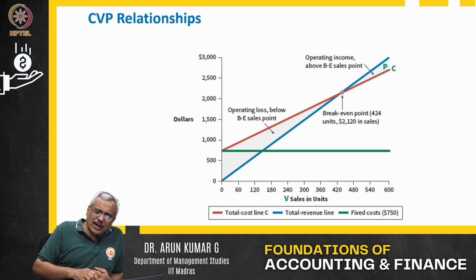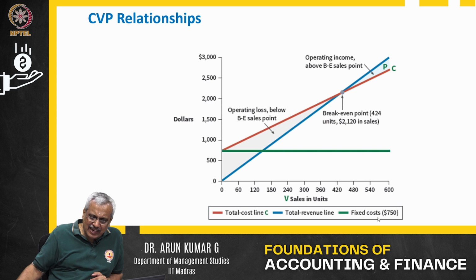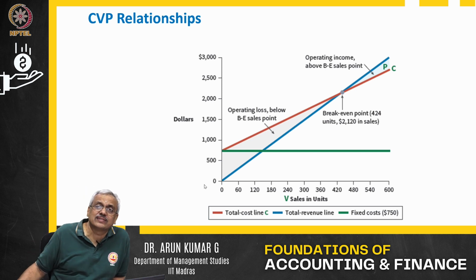Looking at this profit volume graph, there is a slight error because fixed cost is mentioned as 750, but it is 850. The green line denotes the fixed cost. The variable cost keeps increasing along the x-axis. The x-axis is the sales in number of units, and the y-axis is the dollars, that is, sales in number of units into the price per unit.